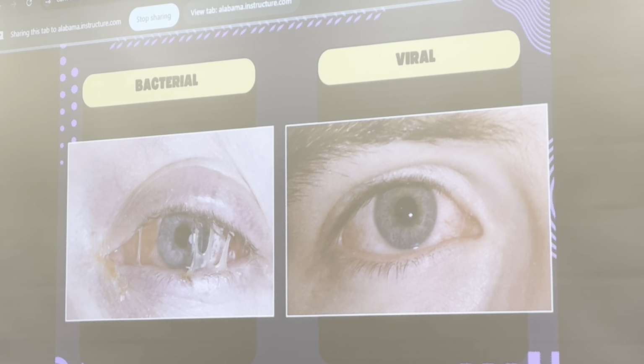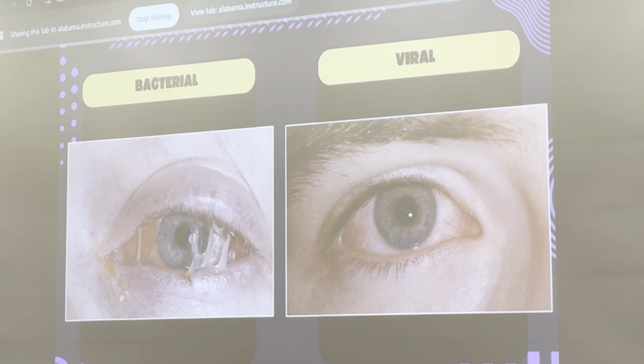These pictures right here are really great to see side by side, and so you can get that visualized picture of your bacterial versus your viral conjunctivitis. Usually that's what we're trying to distinguish between the two. Is it viral or is it bacterial? We usually know if it's allergic because once we get away from that irritant, then the symptoms go away. So now we have to further break it down, is it bacterial versus viral?